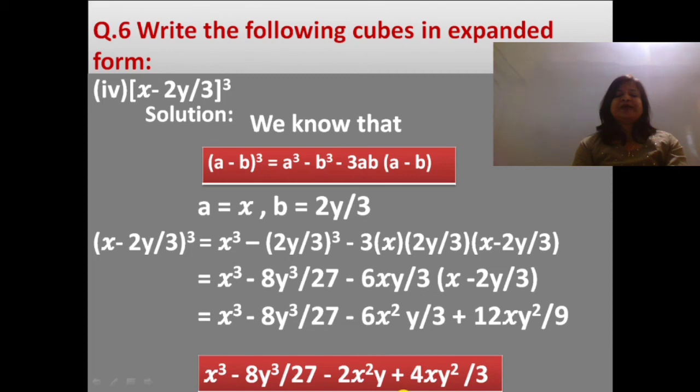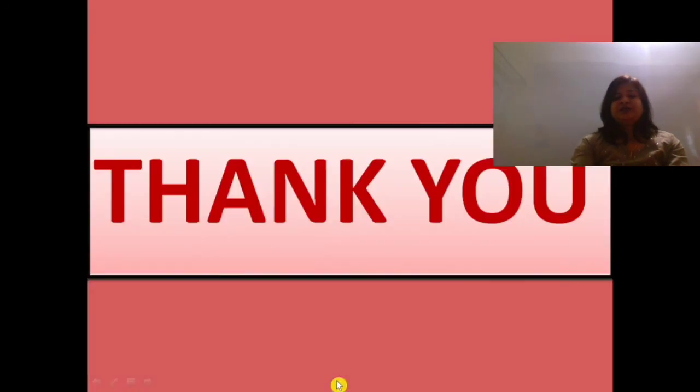So this is the expanded form of this part. So this is the final answer of this part.